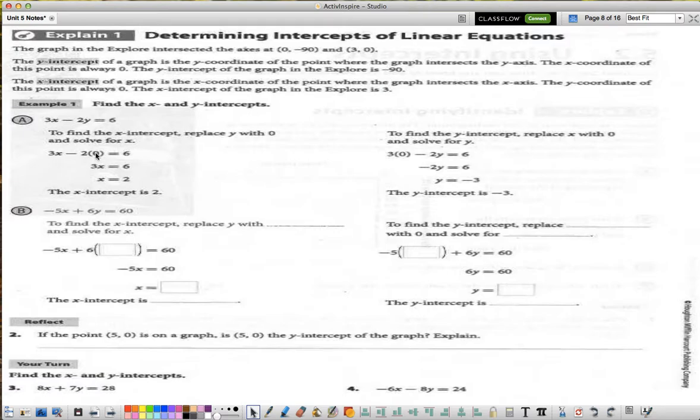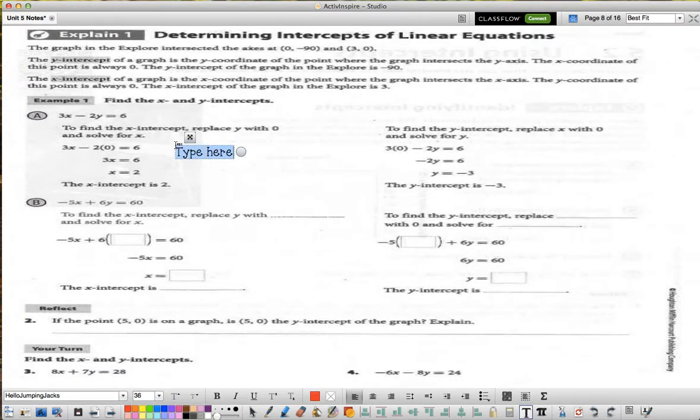When we do that, we get 2 times 0 is 0, and then we get 3x is equal to 6. We divide both sides by 3, so we find out that x is equal to 2. So our x-intercept, where the graph would cross the x-axis, would be 2, 0. And it's the same for the y-intercept, except now you're going to replace x with 0 because you want to know what y is when x is 0.